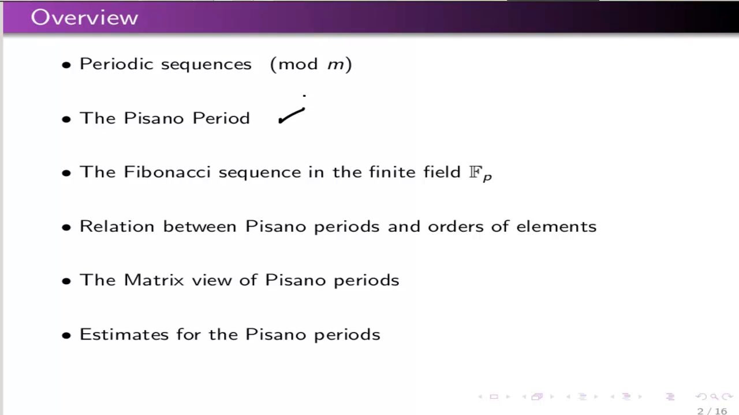We'll take a look at the Fibonacci sequence viewed as a sequence in a finite field. We'll look at the relationship between the Pisano periods and orders of elements, and then look at the matrix point of view of the Pisano period. And then finally I want to make some estimates for these Pisano periods.